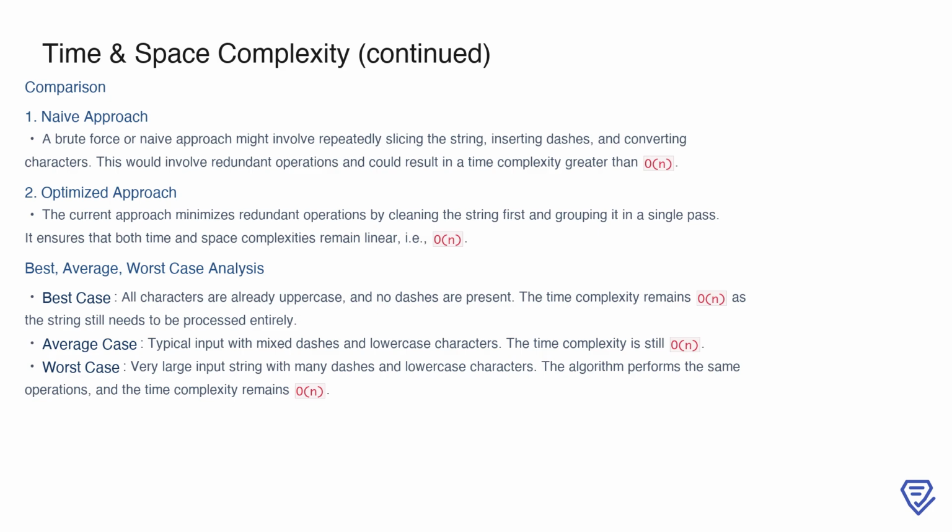Analyzing the best, average, and worst cases further highlights this consistency. In the best case, where all characters are already uppercase and no dashes are present, the algorithm still processes the string in O(n) time. For the average case, with typical input containing a mix of dashes and lowercase characters, the complexity remains O(n), since the string is fully processed in one pass.